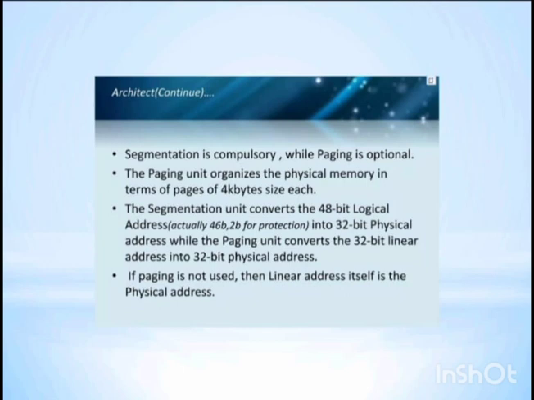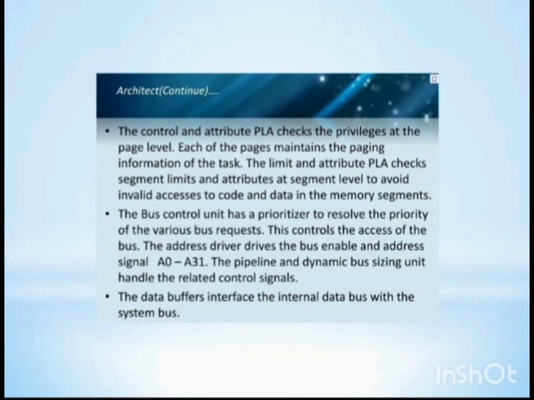The paging unit organizes the physical memory in terms of pages of 4 KB size each. The segmentation unit converts the 48-bit logical address into a 32-bit linear address, while the paging unit converts the 32-bit linear address into a 32-bit physical address. If paging is not used, the linear address itself is the physical address.